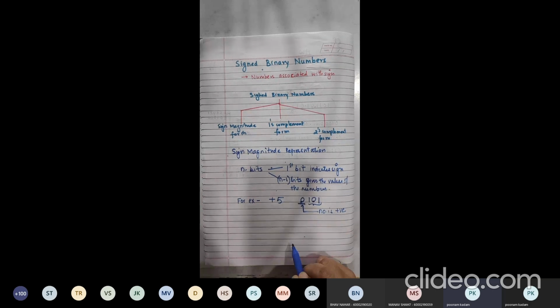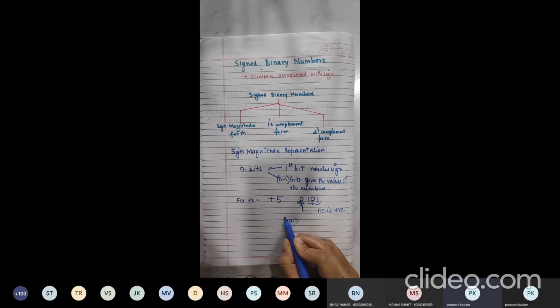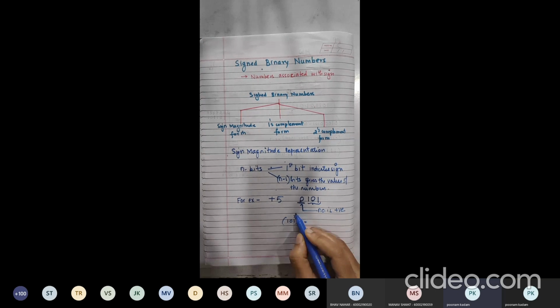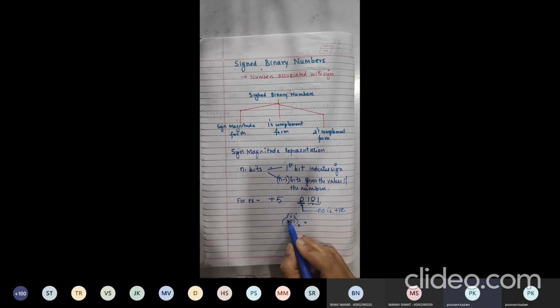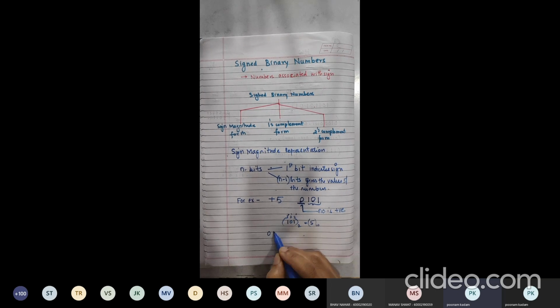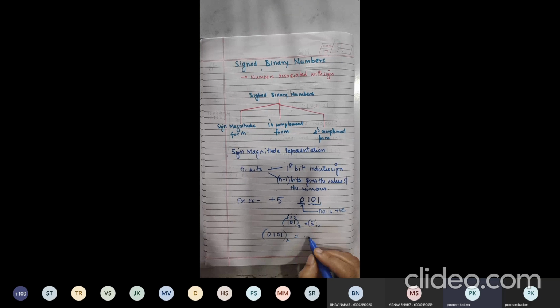How do you find the value of this binary number? You have 101 in binary. Its value in decimal, you know how to calculate. You multiply each bit with its corresponding weight and then add. So it is 2 raised to 2, that is 4, plus 2 raised to 0, that is 1, which is 5 in decimal. So 0101 in binary is +5 in decimal.